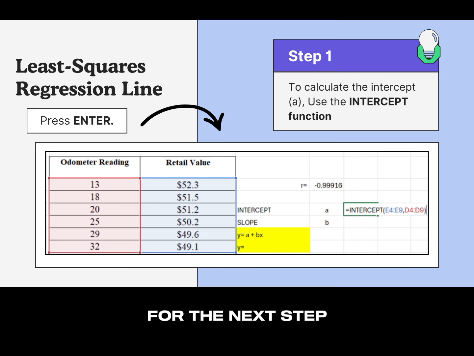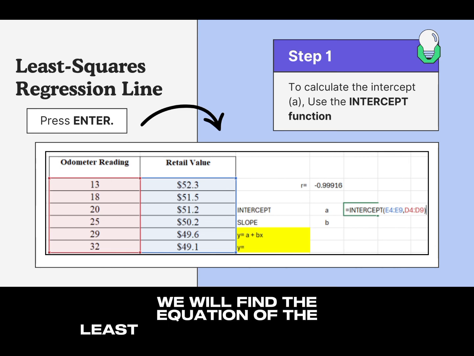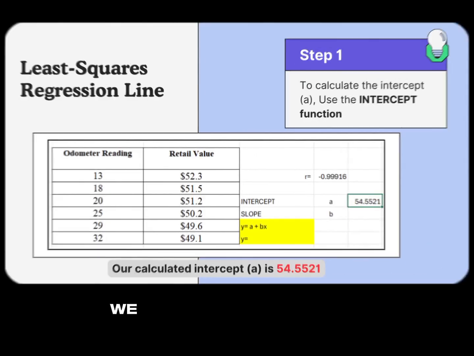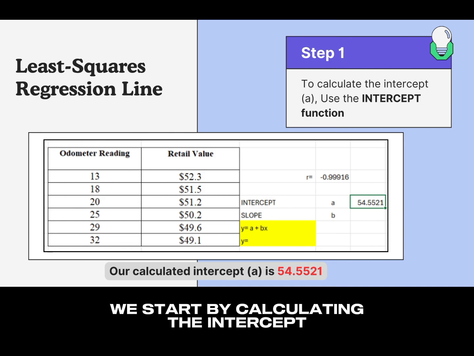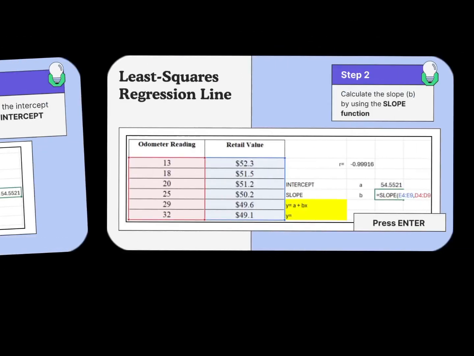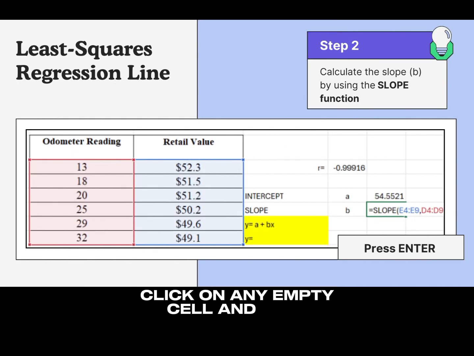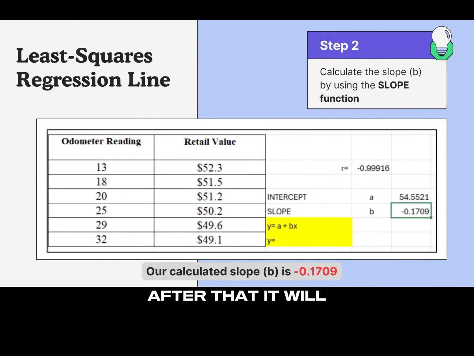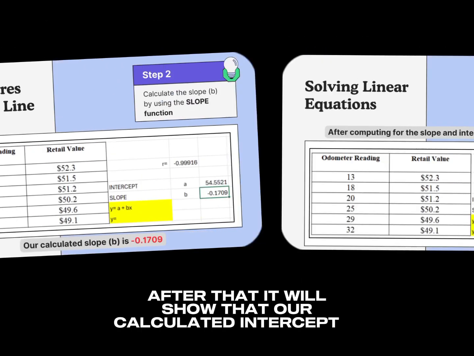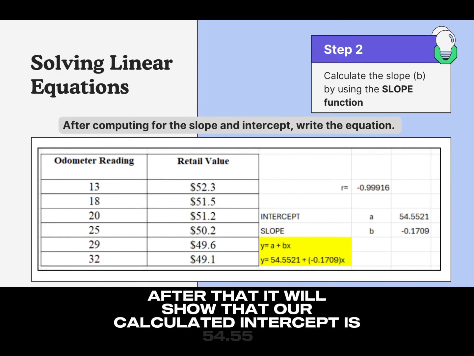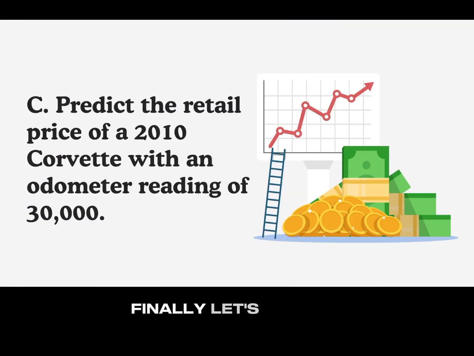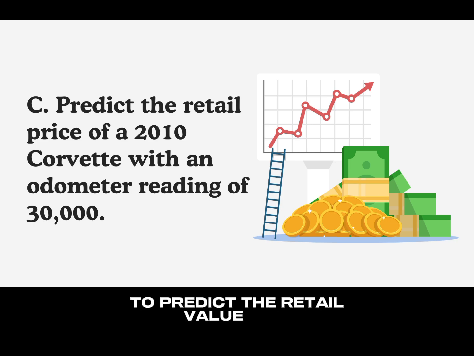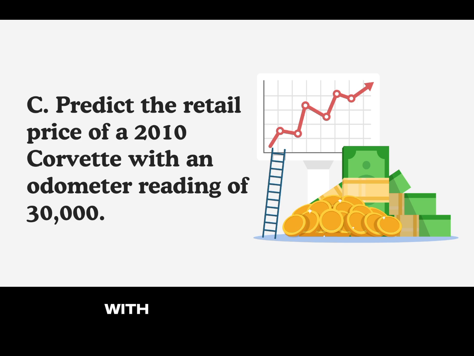For the next step, we will find the equation of the least squares regression line. We start by calculating the intercept, or A. Click on any empty cell and type the formula and then press enter. After that, it will show that our calculated intercept is 54.5521.